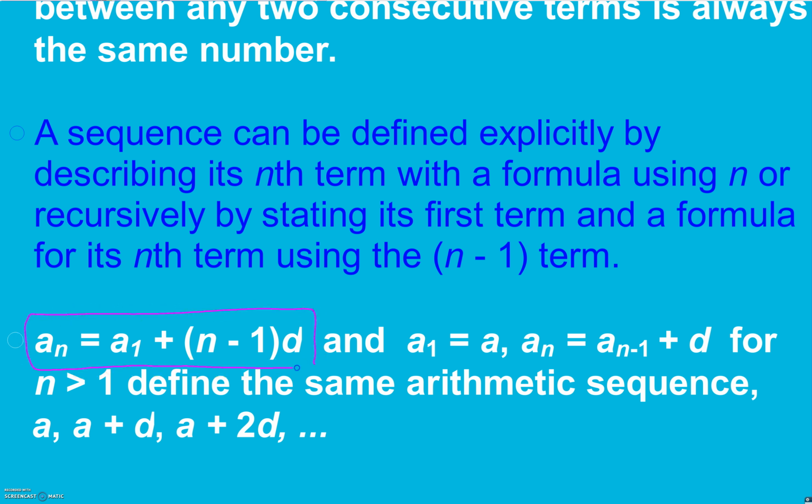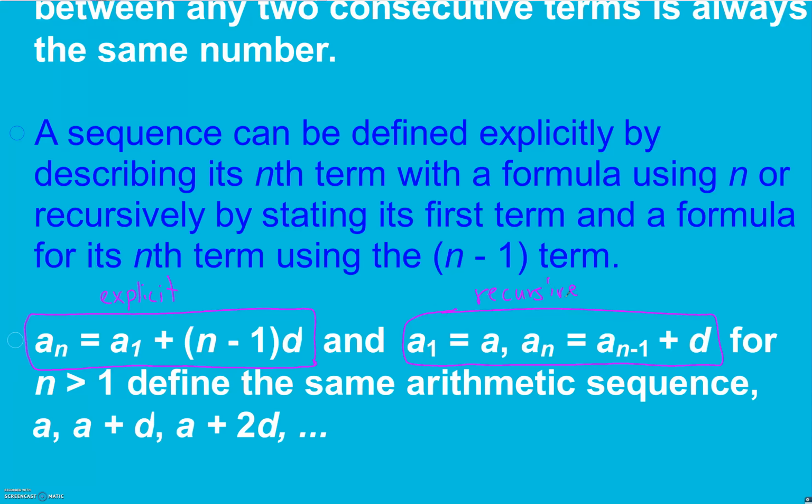A sub n equals a sub 1 plus n minus 1 times our common difference. That's our explicit. Again, it's exactly one formula. And we can find any exact value. So if we want the 100th term, the 400th term, the 12th term, we can plug 12 in, 100 in, 400 in, whatever our value is, whatever term for n, and solve. This is our recursive formula.